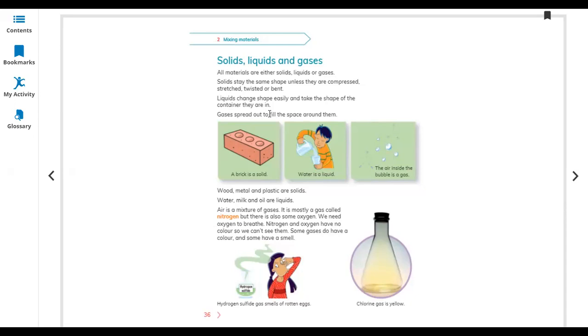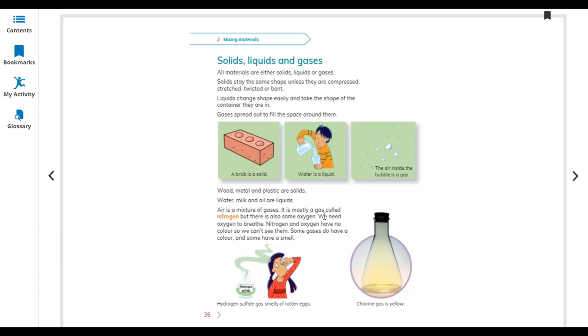Gases spread out to fill the space around them, like in a balloon. When you blow up a balloon, what is inside? It's a gas. This brick is a solid. Water is a liquid. And the air inside the balloons and the bubbles is a gas. Wood, metal and plastic are solid. Water, milk and oil are liquid. Air is a mixture of gases. All around us, air is a mixture of gases.